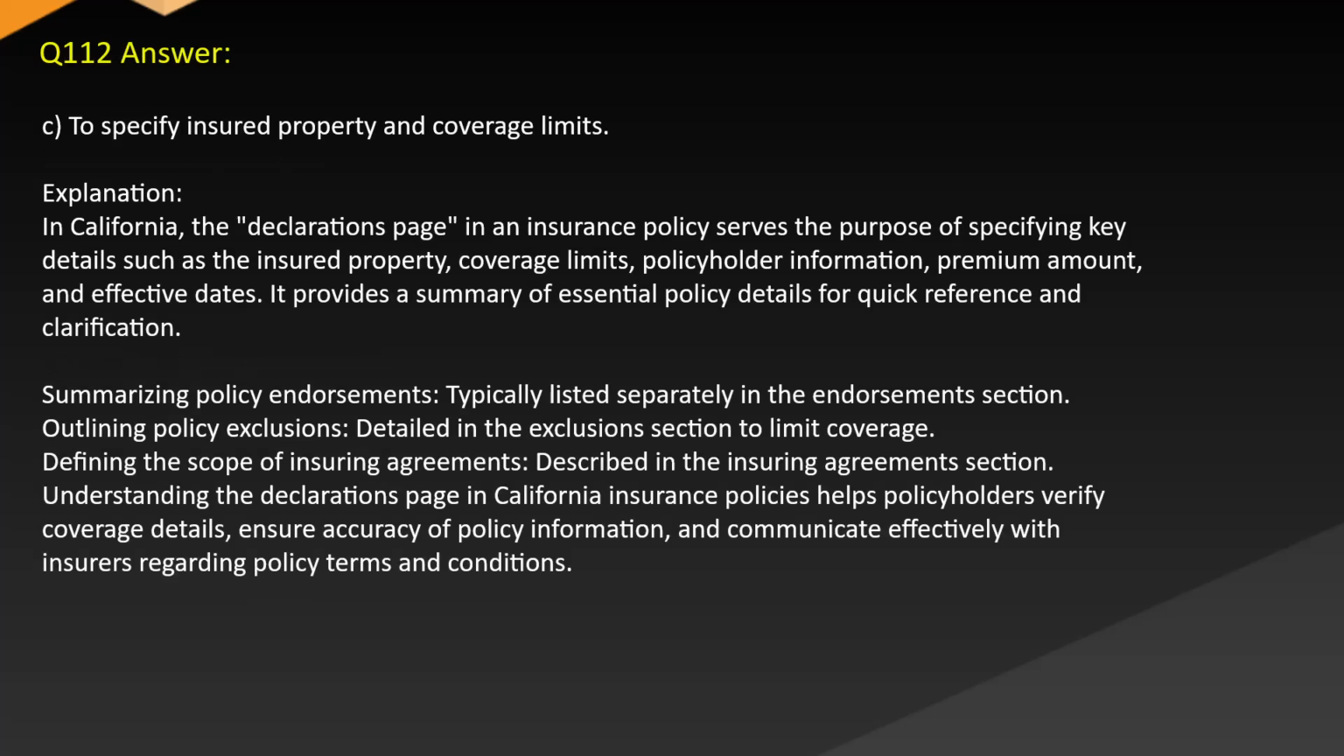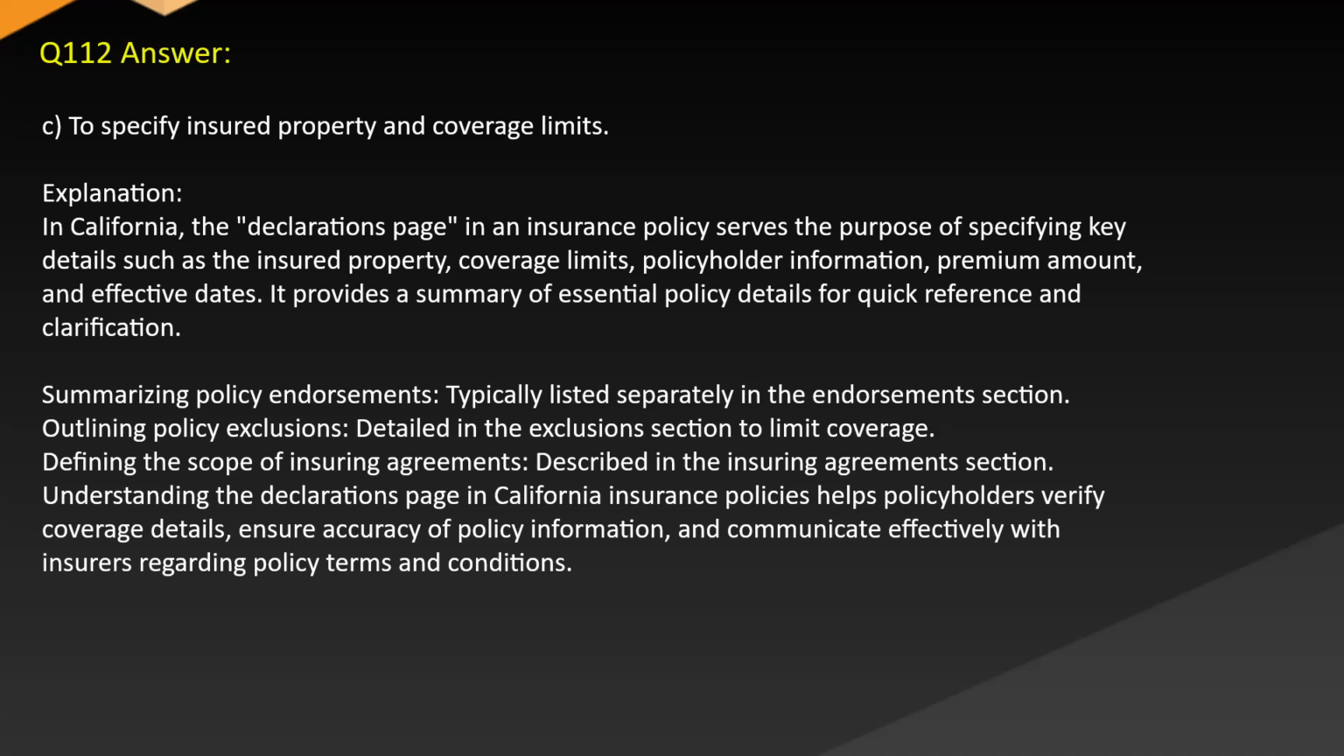Answer: C. To specify insured property and coverage limits. Explanation: In California, the declarations page in an insurance policy serves the purpose of specifying key details such as the insured property, coverage limits, policyholder information, premium amount, and effective dates. It provides a summary of essential policy details for quick reference and clarification.